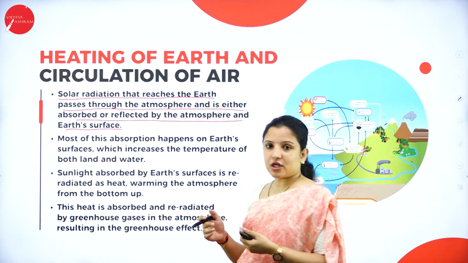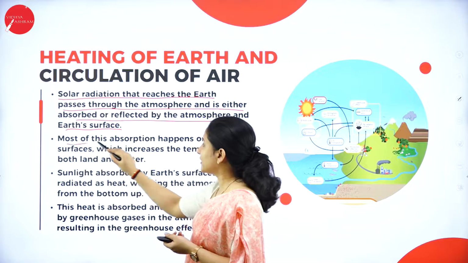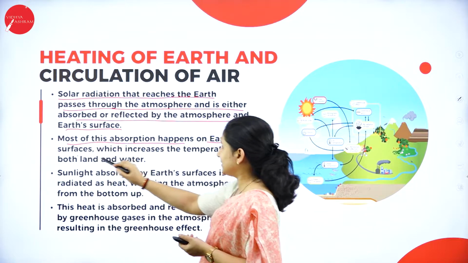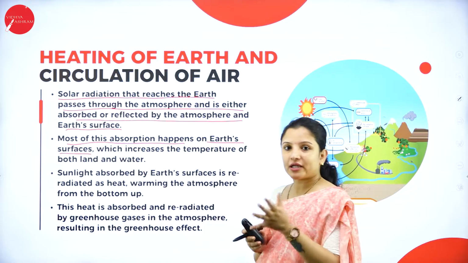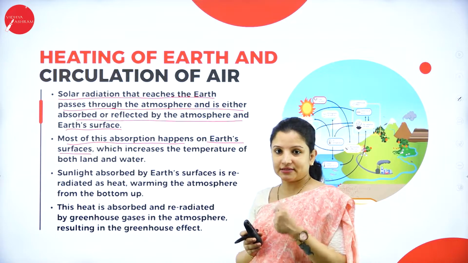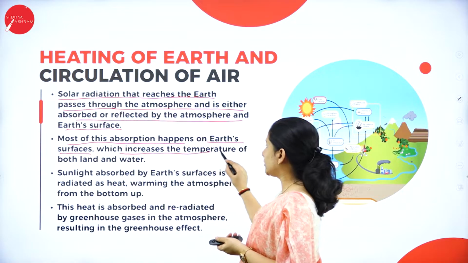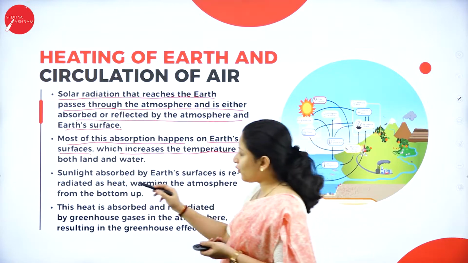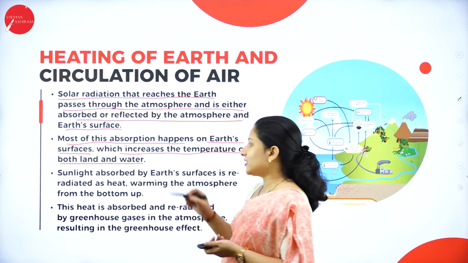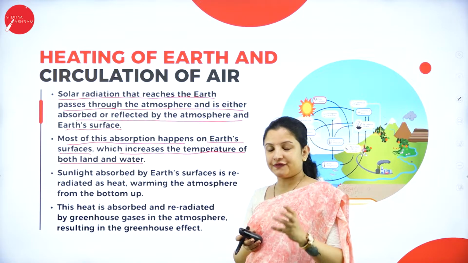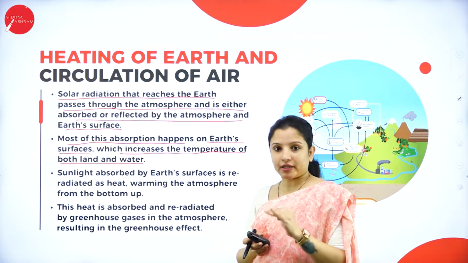So most of the solar radiation that is absorbed happens on the earth's surface itself, and therefore whatever heat is absorbed by the earth's surface will cause heating of the earth, and therefore it will increase the temperature of both the lithosphere and the hydrosphere. So that is why atmosphere, lithosphere and hydrosphere, all these three are interconnected to one another.